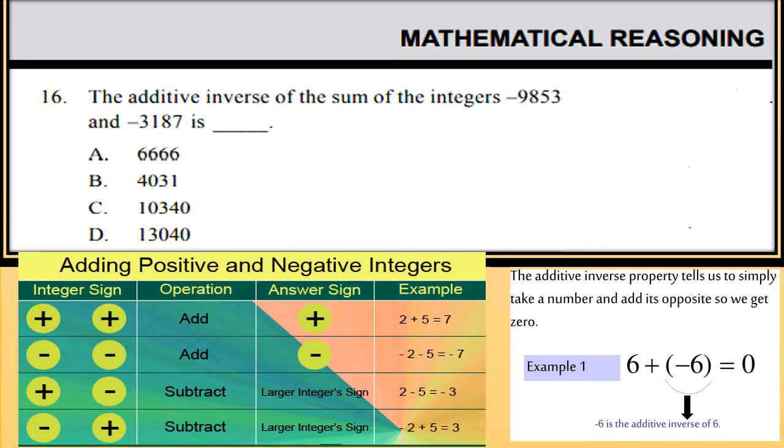So here also we are adding two negative integers. So operation will be addition and answer will have minus sign. Now once we perform the addition operation, then we have to find the additive inverse of the sum. So additive inverse will be the opposite sign. For example, the additive inverse of 6 is minus 6. So the sign will be changed in order to find the additive inverse. Now I hope you can easily find your answer.